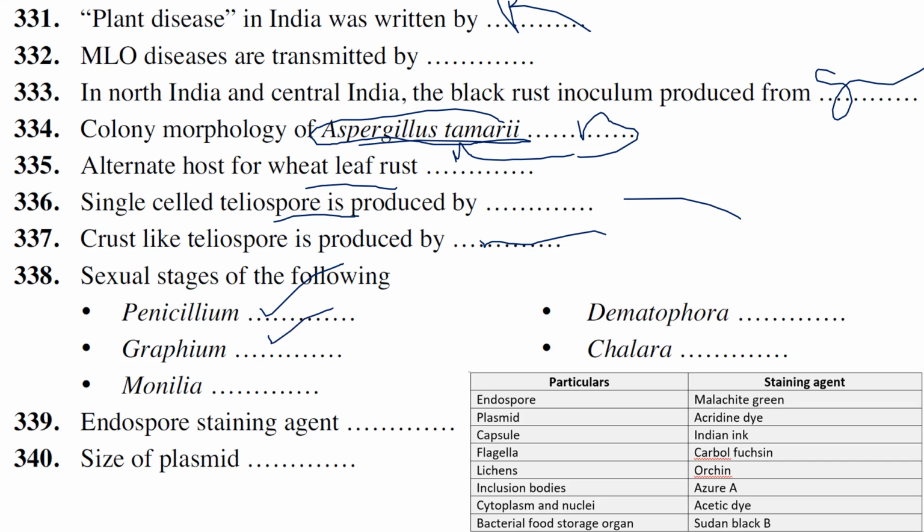And the sexual stages of the following: Penicillium is Talaromyces only. Graphium is Ophiostoma, probably; Dermatophora is Rosellinia; Chalara is Ceratocystis; Monilinia is a little confusing. Let me go through it once again: Penicillium is Talaromyces, Dermatophora is Rosellinia, Graphium is Ophiostoma probably, and Chalara is Ceratocystis, or Monilinia.